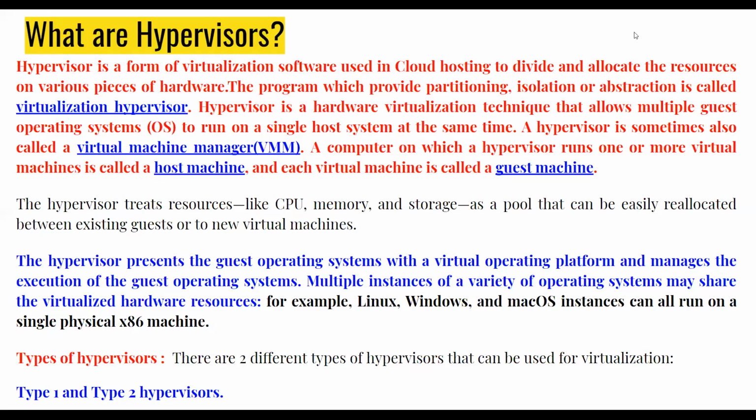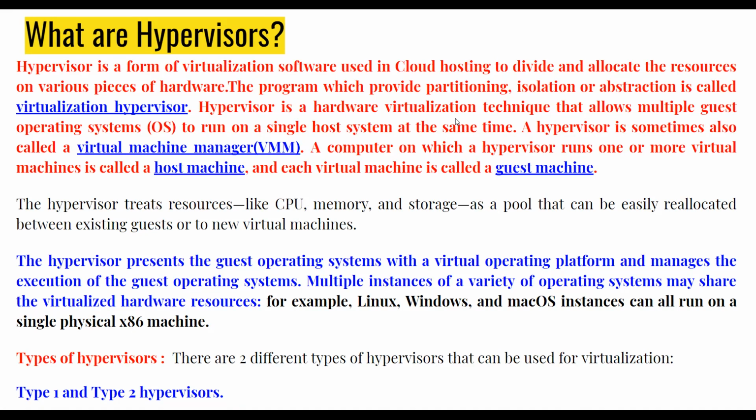When I talk about the hypervisor, it treats your CPU, memory and storage all as a pool, which can be reallocated between your existing guests or to new virtual machines. So always remember, first you need a host machine. A host machine is nothing but the main computer from where you are going to create the virtual services, or virtualization. Then every virtualization or virtual service you create out of that host machine is called a guest machine.